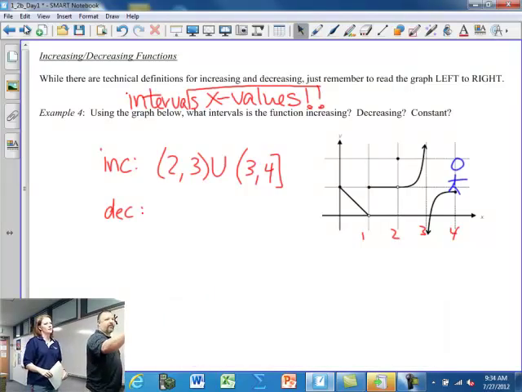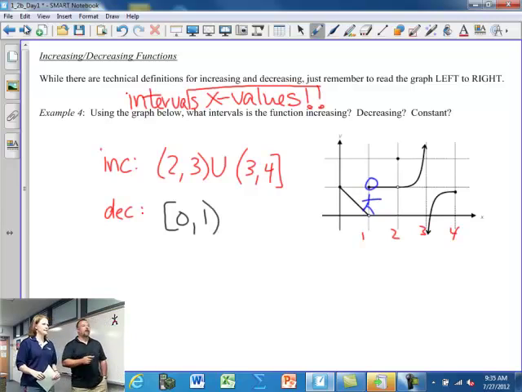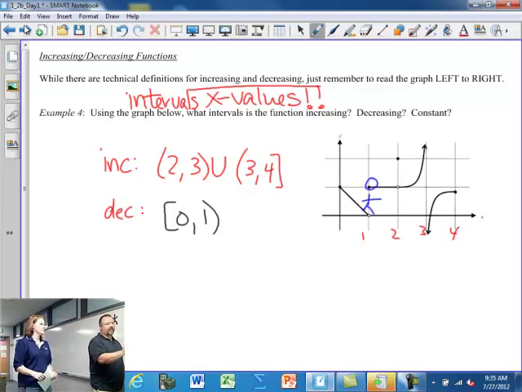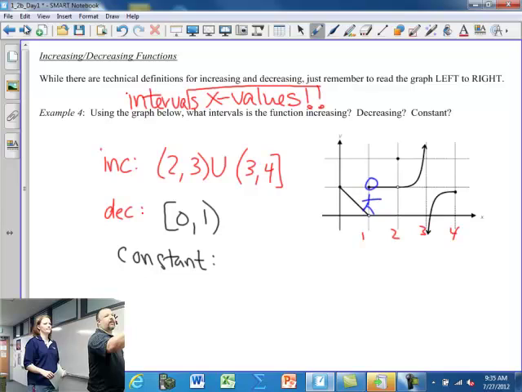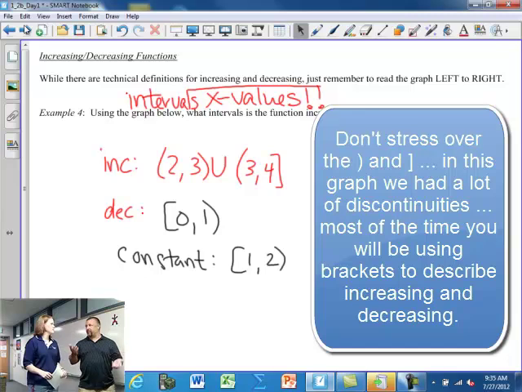Okay, how about when is it decreasing, or when is this guy going down? Well, the only time it went down was in this first interval here, that was 0 to 1. We're going to include 0, and 1 was open, so it wasn't included in that interval at all. And then we have constant. The only time it's constant is when the graph is flat, horizontal. So that was from 1 to 2. Okay, we can include 1, but we can't include 2. Correct. All right, piece of cake.